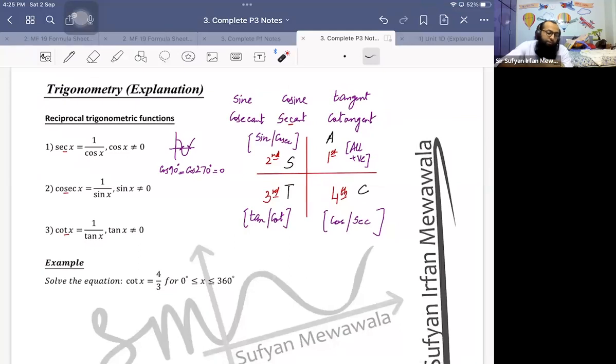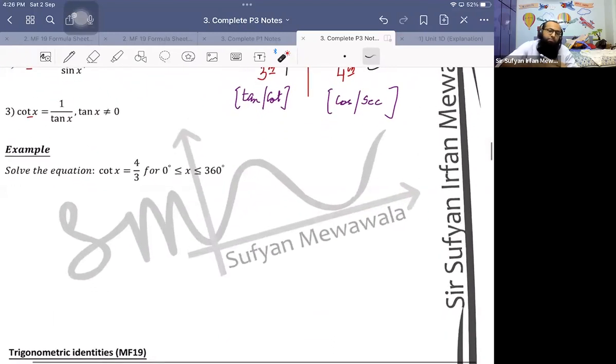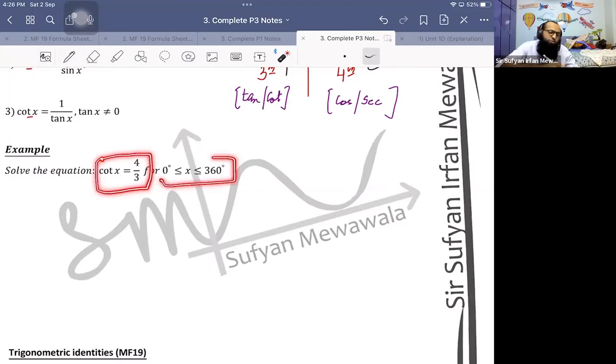Okay, so we have discussed that now there are not only 3 functions, but 6 functions altogether. 3 basic trigonometric functions, sine, cos, and tan, and 3 reciprocal trigonometric functions, sec x, cosec x, and cot x. However, in the calculator, we don't have options for sec, cosec, and cot. So let's suppose I have to solve an example like the given one: the equation is cot x equals 4/3, and we need to solve it for 0 to 360.